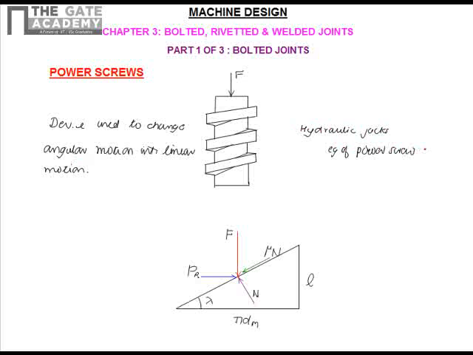Now this figure shows a square threaded power screw with a single thread having a mean diameter of dm. This is the mean diameter, and the pitch is P. That is the distance from this thread to this thread, which will be the pitch. Now we need to find an expression for the torque required to raise the load and another expression for the torque required to lower the load.